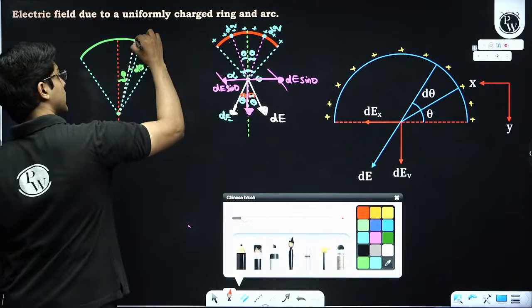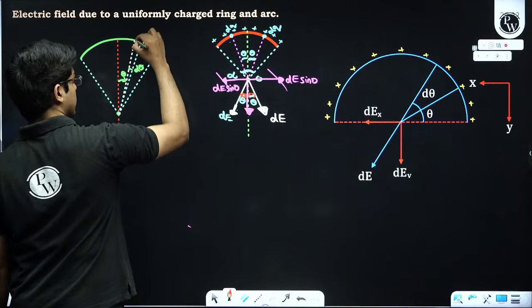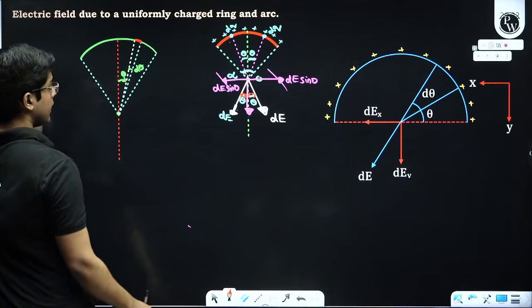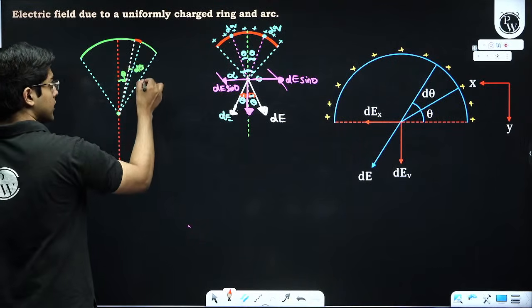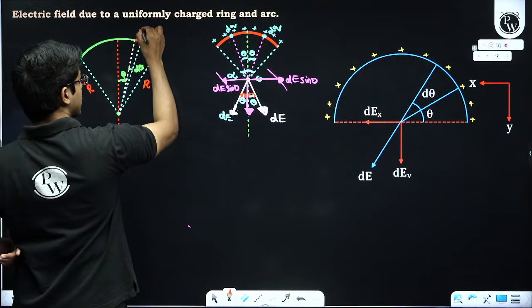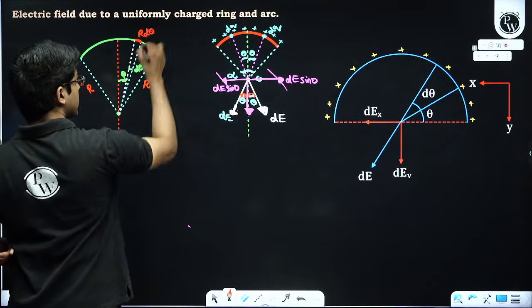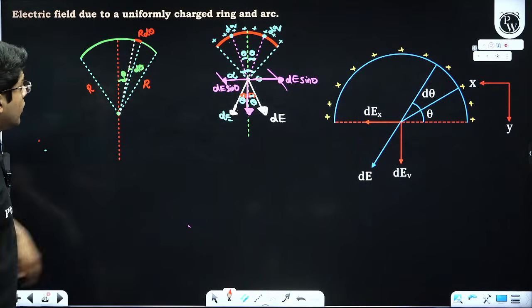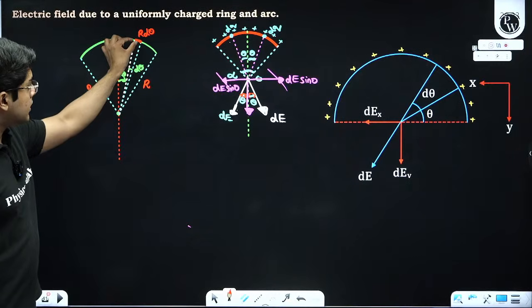And I'll take this element between these two lines. What is the length of this tiny length? dl. So the radius of the circle, if it is r, the length of this segment is r d theta, right? This angle is d theta, so this length will be r d theta. Now this r d theta, we will consider it as a point charge.